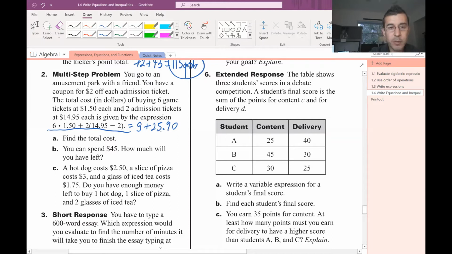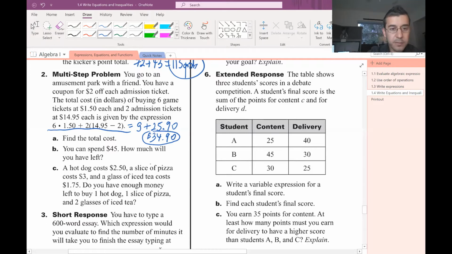And then 9 plus 25.90, you can again say 26 plus 9 is what, 34. 34.90, right? This is 34.90 because 25 plus 9 is 34, and then the 90 cents. So this is 34.90, and this is in dollars, so that's A.